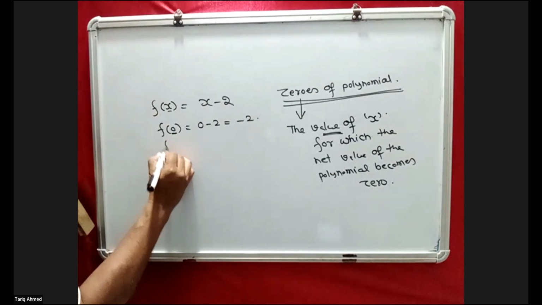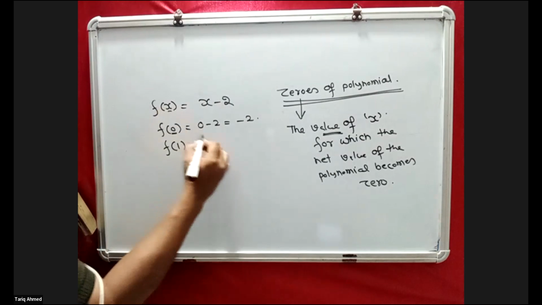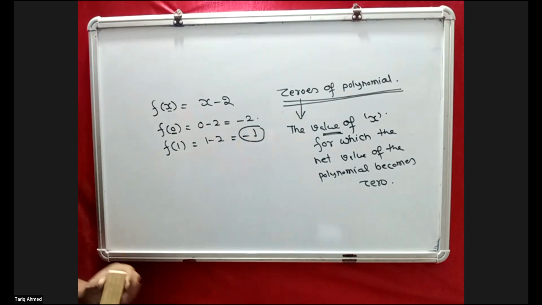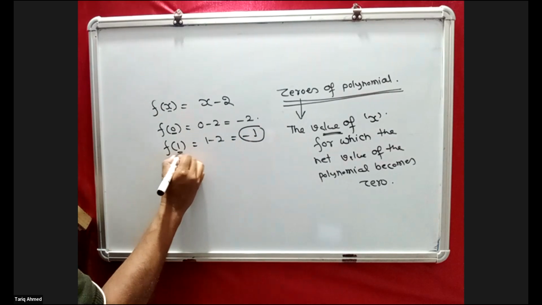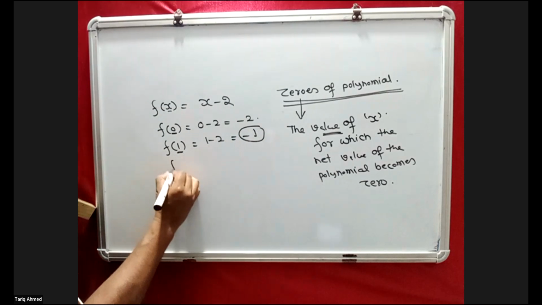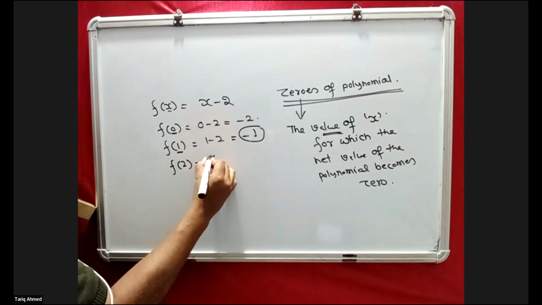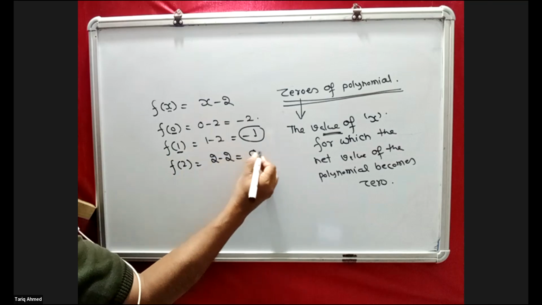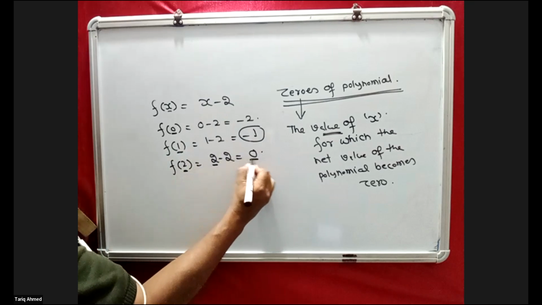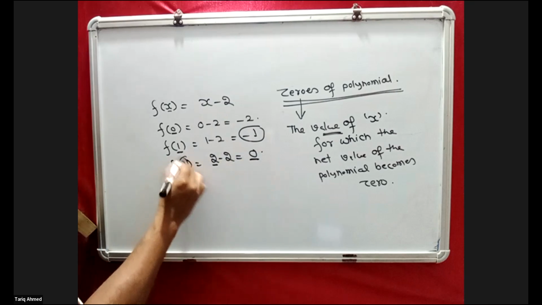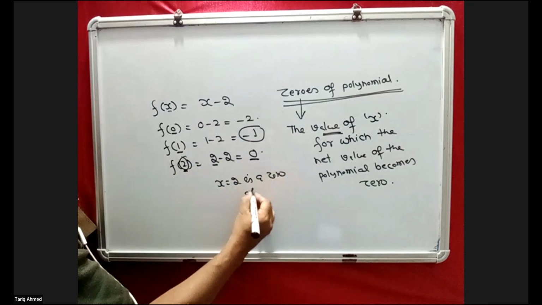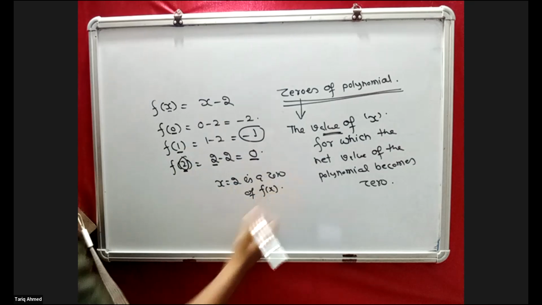Now I'm putting 1 at the place of x. 1 minus 2, we will get minus 1. Again, here we are not getting 0. It means this 1 is not a zero of this polynomial. Now I am putting 2. What will happen? 2 minus 2, we are getting 0. Since by putting 2 we get the net value as 0, we can say, yes, x equals 2 is a zero of polynomial f(x).